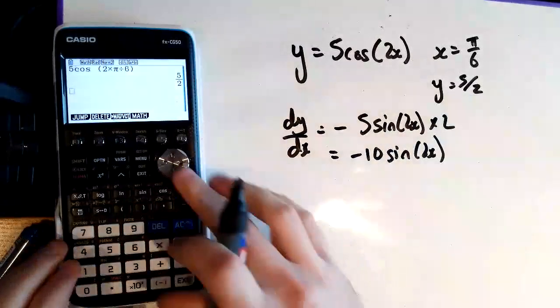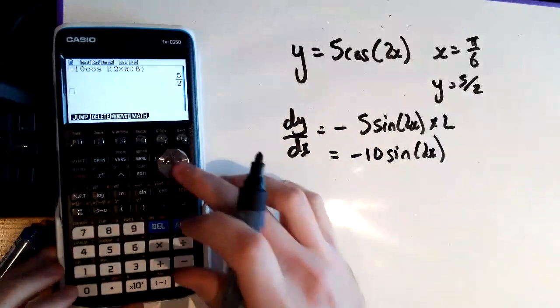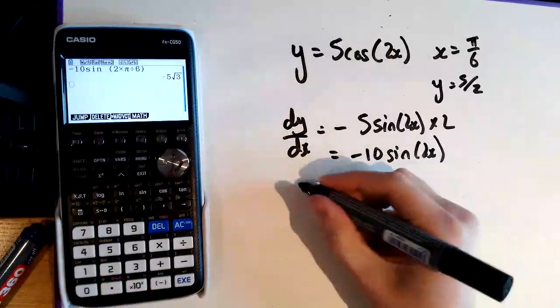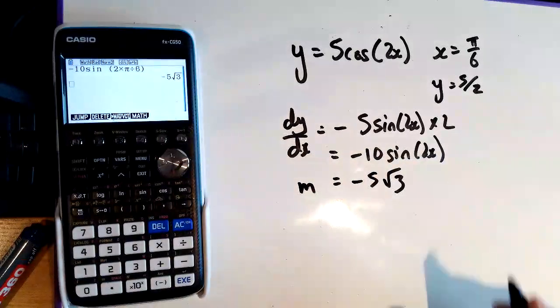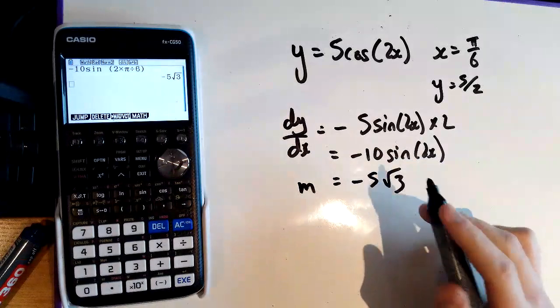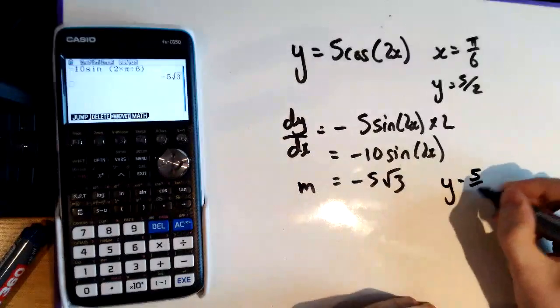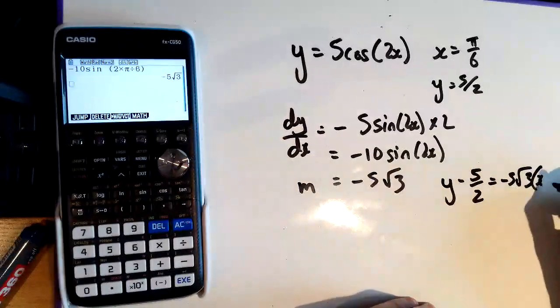Sub in pi over 6 into that. So minus 10 sine pi over 3, and we get m equals minus 5 root 3. I don't need to do negative reciprocal, it's just the tangent. So I use y minus y1 equals m x minus x1, which was pi over 6.